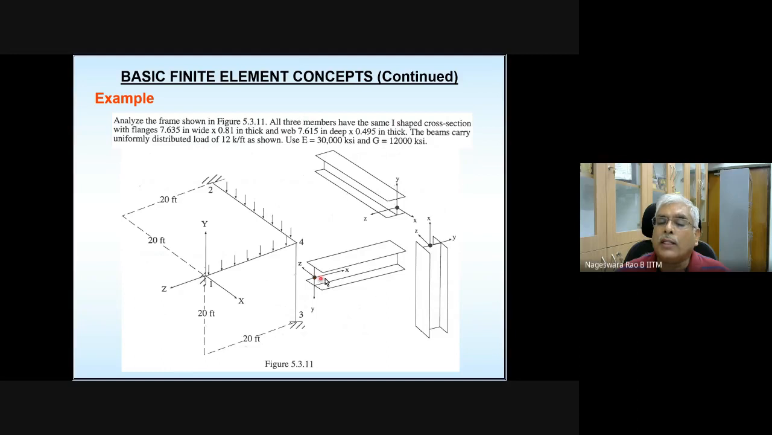So local x-axis for this element is 1, this element is 2, this element is 3. Element 1 is connecting nodes 1 and 4. Element 2 is connecting nodes 2 and 4. Element 3 is connecting nodes 3 and 4. We also need to clearly make a note of what is node 1 locally for each of these elements, and what is node 2 for each of these elements.